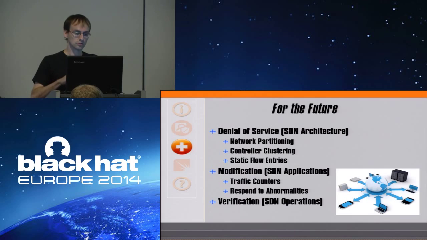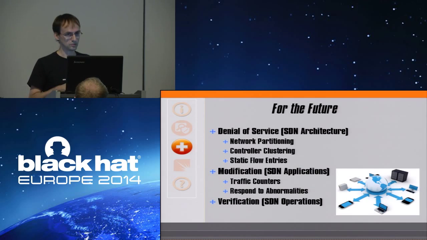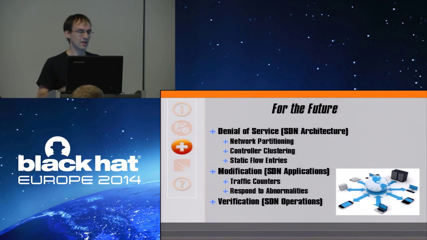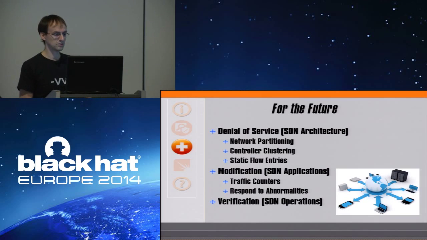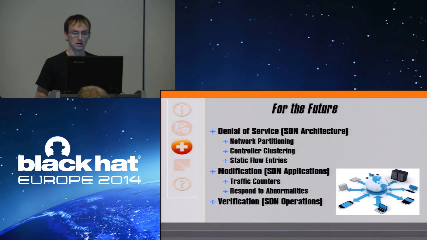But starting out, put those static flow entries in there if you can. It releases a lot of the burden on that controller if it doesn't have to respond to every single packet that comes along. Okay, so that is what we can do to protect against denial of service.